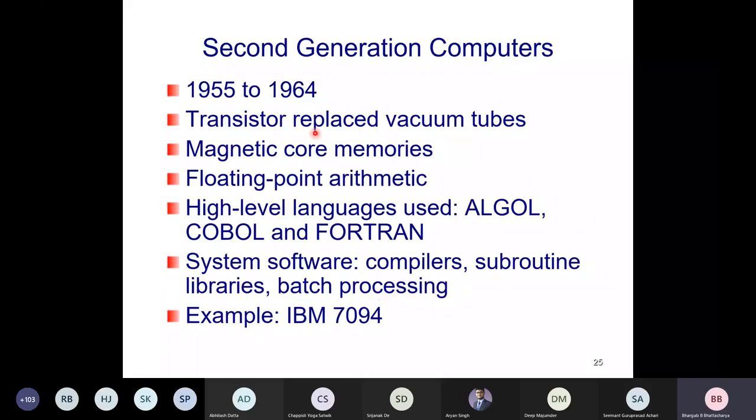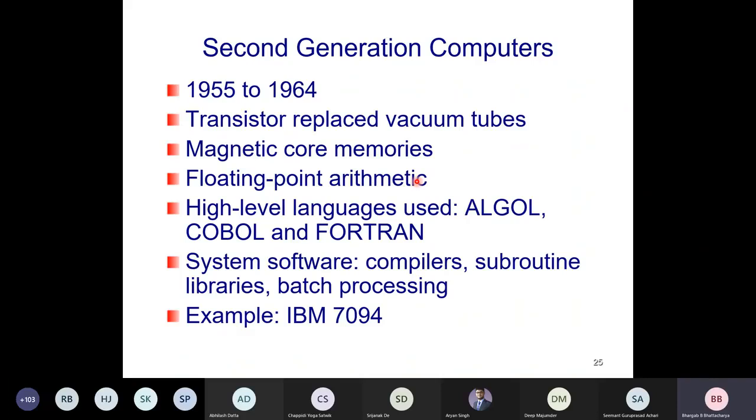Second generation, as you move on, 1955 to 64. Now transistor technology has arrived, and it has replaced all these bulky vacuum tubes. Now we have magnetic core memories. One important thing here is the concept of floating point arithmetic, which has been introduced. It allows you to perform arithmetic using fractional numbers. Previously, machines could handle only integers.